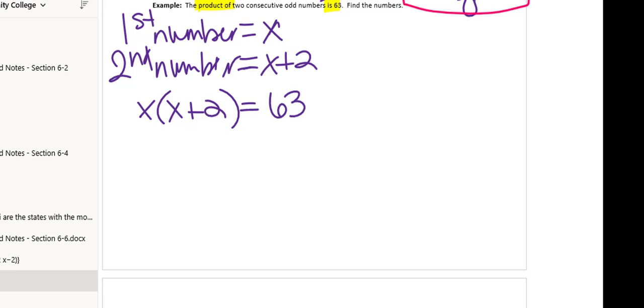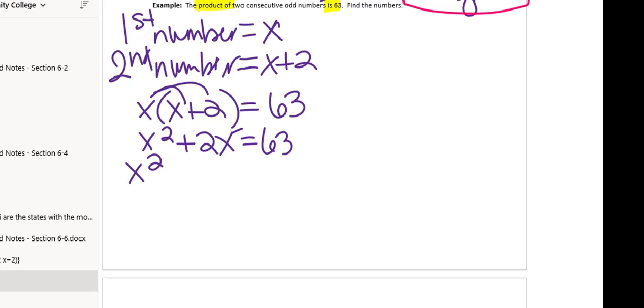To find these numbers, the first thing I have to do is get this equation in the form of ax squared plus bx plus c equal to 0. So I have to remove the parentheses, and I would do that by distributing that x through. And then I'm going to subtract 63 from both sides. What that'll do is help me get the 0 on one side.